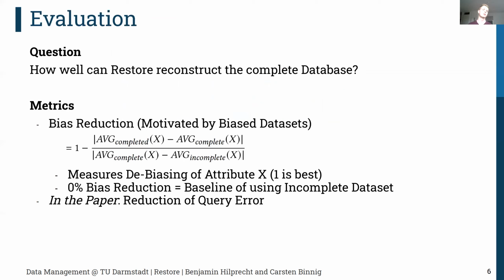In the evaluation, we asked whether ReStore can reconstruct a complete database. And as metrics, we used the bias reduction. This is motivated by biased datasets. And this measures the debiasing of a certain attribute where 100% is best and 0% means we're just as good as using the incomplete dataset.